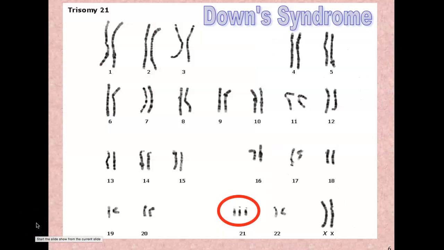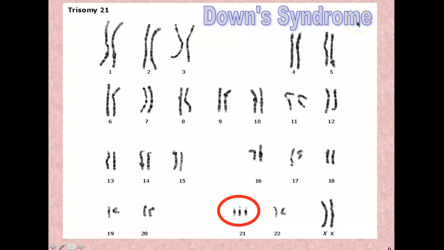Alright, so on this slide we're looking at a karyotype for an individual who has the genetic disorder Down syndrome. This is one way doctors can use a karyotype to help identify if an individual has a genetic disorder or not. Essentially, this karyotype is showing us this individual has the genetic disorder Down syndrome.